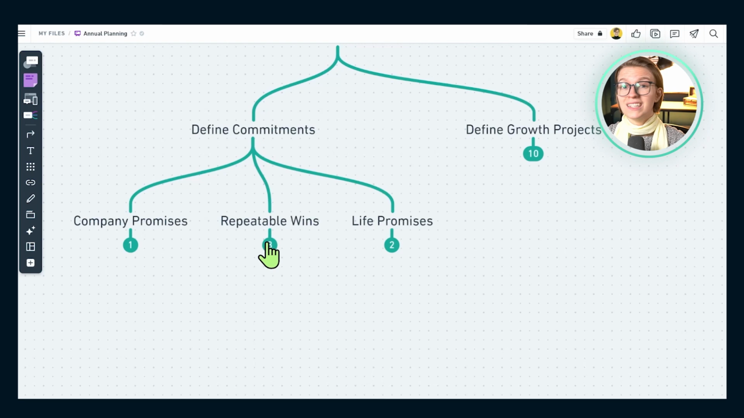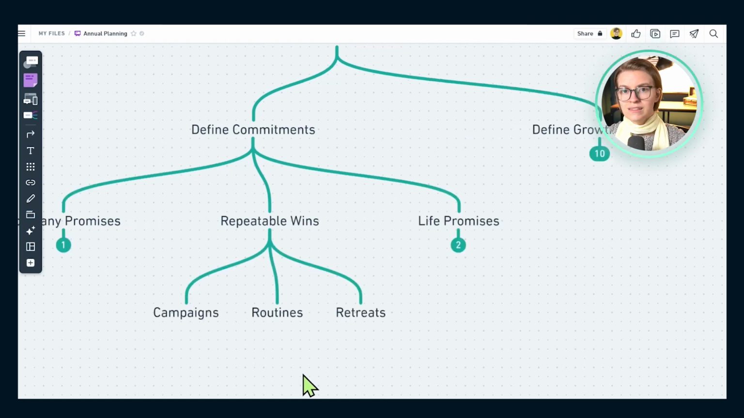Other things like an offer we promised to launch or a wait list that we've been saying we're going to create something for. That's all a promise. Beyond that, we might have things like repeatable wins, essentially things that we've done before that we really want to do again, and so they deserve a space on our calendar moving forward.